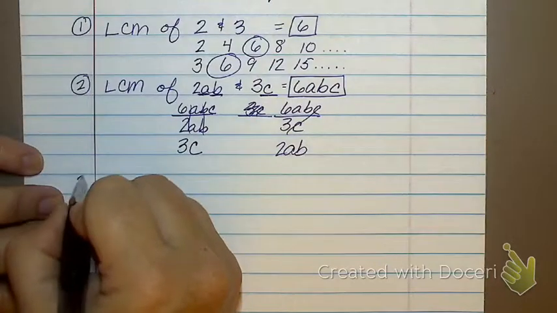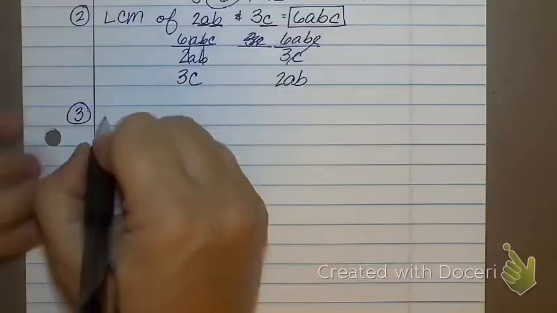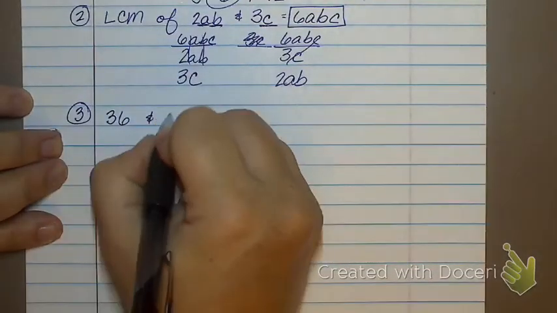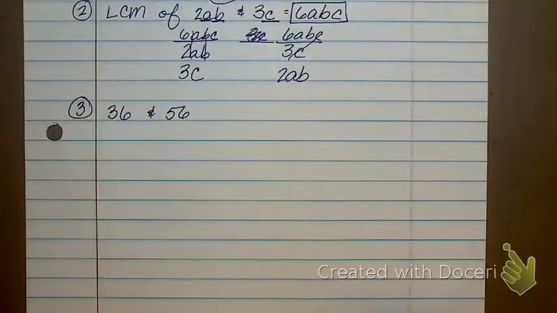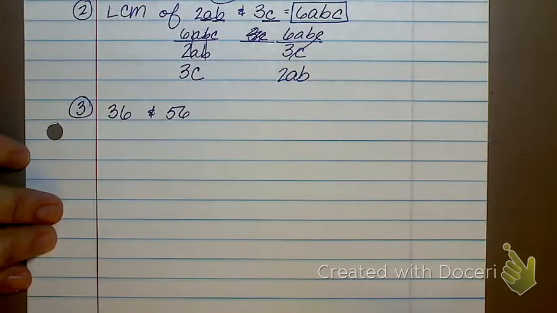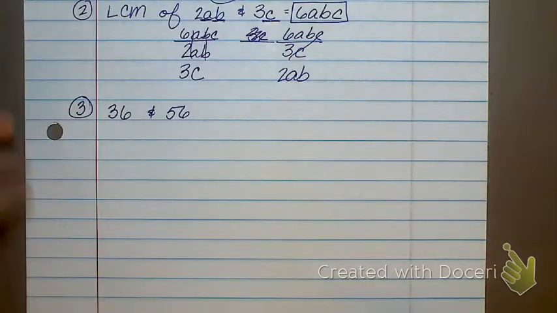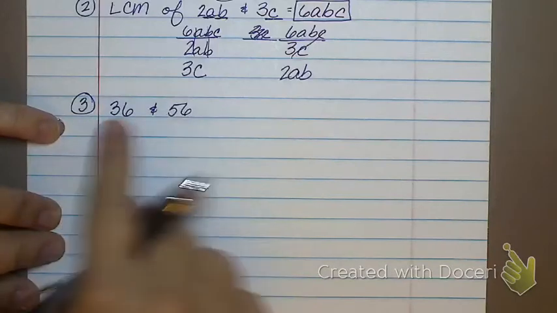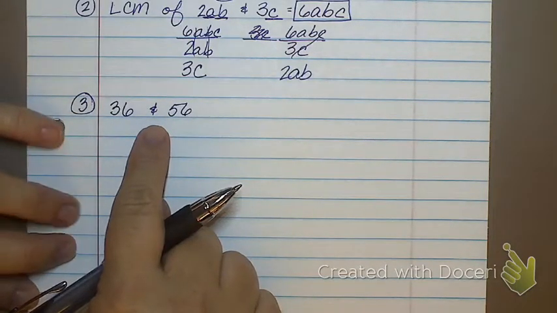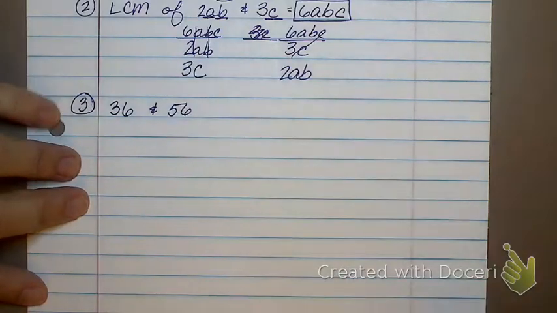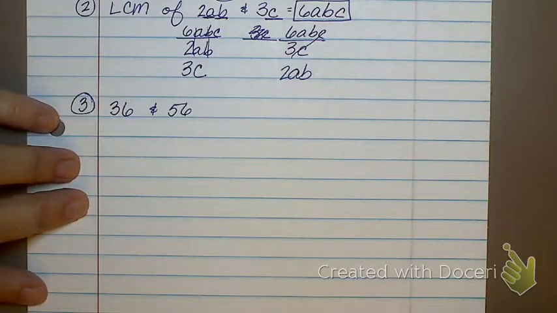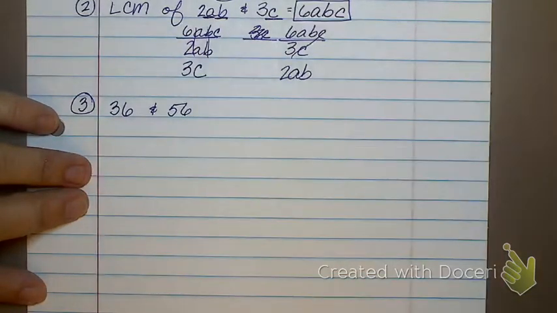Let's try 36 and 56. Can you find the least common multiple? A lot of people get the least common multiple mistaken with the greatest common factor, right? Greatest common factor would be a number less than these. Least common multiple is a number bigger than them. So I'm not looking for the biggest number they can both be divided by. I'm looking for the smallest number that would be on both of their lists if I was counting.